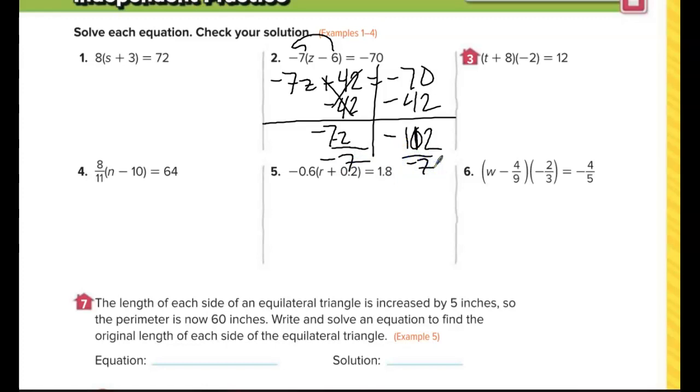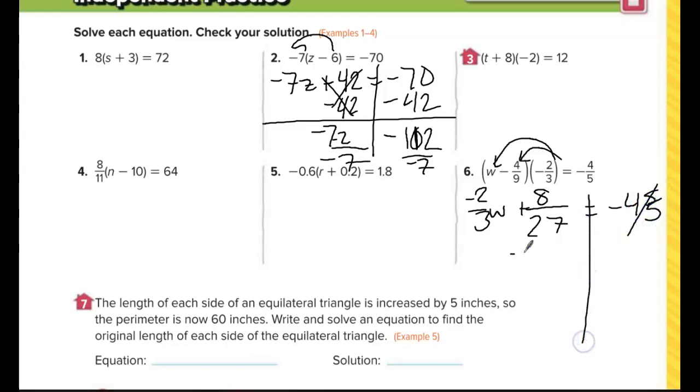Okay, the reason why we probably miss it is because of a negative 6 and a negative 7, a negative times a negative is a positive. On number 6, you distribute your negative 2/3, so it'd be negative 2/3 w. And then a negative times a negative is a positive. You can't reduce anywhere, so 4 times 2 is 8 over 3 times 9, which is 27, and that equals negative 4/5. Oops, fifths. Then I would subtract 8/27, subtract 8/27s.